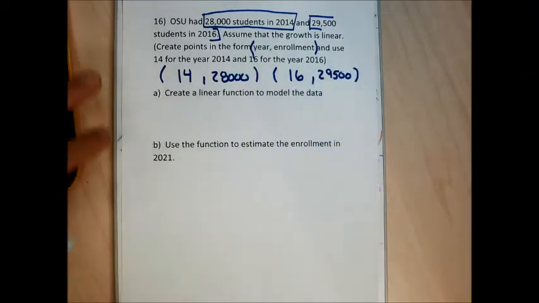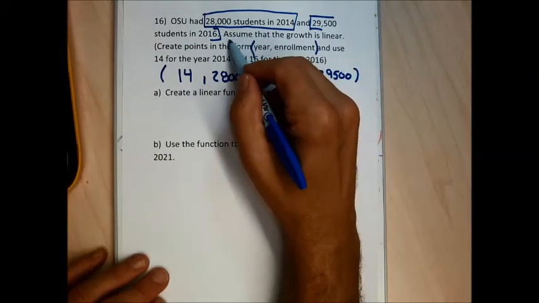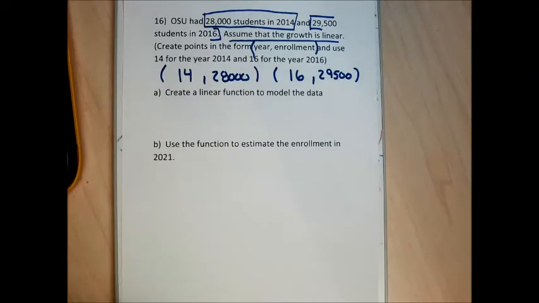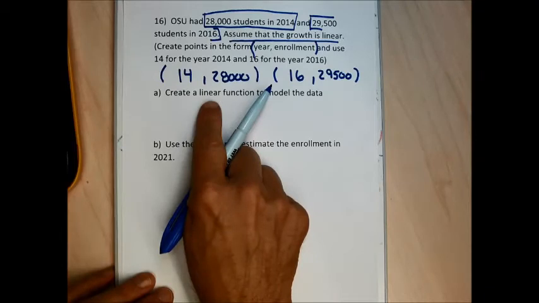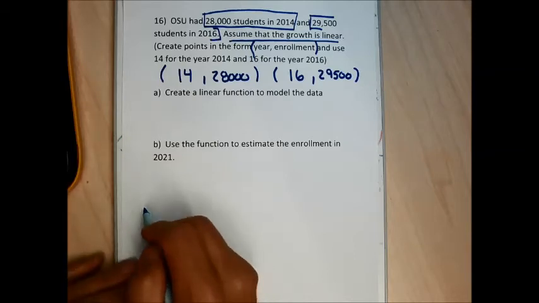So I've created points that model the information that's given, and snuck in the problem it says assume that growth is linear. That means if I find an equation of a line that fits that data, I can use that equation to make predictions about the enrollment in future years. Part A asks me to create a linear function to model the data, and to create a function that has an equation of a line, I need to find the slope and then use the y minus y1 equals m times x minus x1 formula. So I'm going to do part A down here.